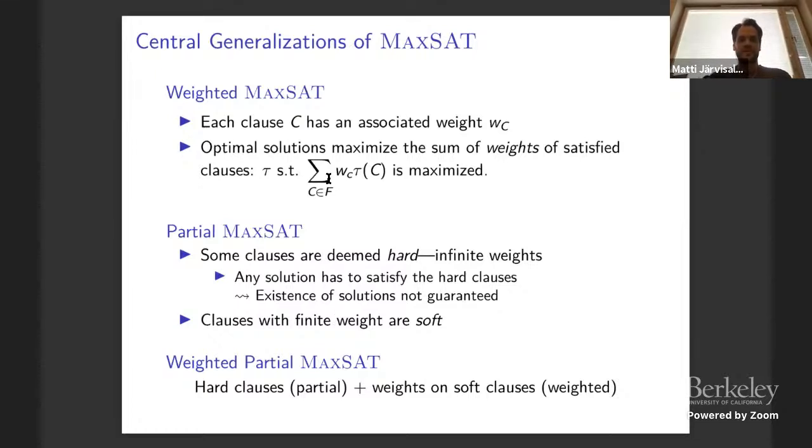So we can associate weights with clauses. We can have weighted soft clauses or soft constraints. And then, of course, we can associate infinite weights to some clauses, meaning that they are hard. They have to be satisfied by any solution. If you're allowed to deem some clauses as hard, you talk about partial MaxSAT. And if you're allowed to use non-unit weights on soft clauses, then you talk about weighted MaxSAT. So we're talking about weighted partial MaxSAT.